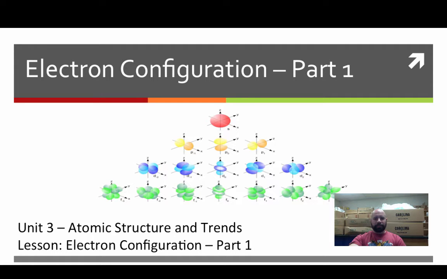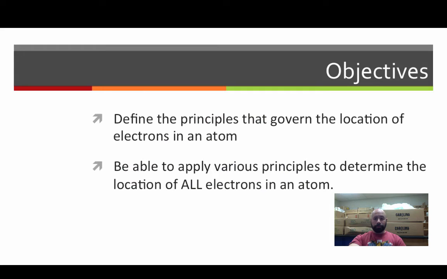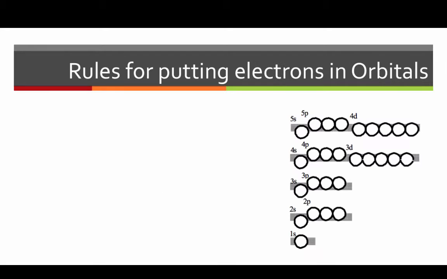Welcome back, everybody. And today what we're going to be looking at is the electron configuration. And essentially, where in all of those orbitals that we talked about before, s's and p's and d's, do the electrons actually exist? And are there ways for us to figure out exactly where all of the electrons are going to go? So that's some of our objectives today. We want to figure out what principles help us determine where the electrons are going to be, and then apply those principles to determine the location of all the electrons in an atom.